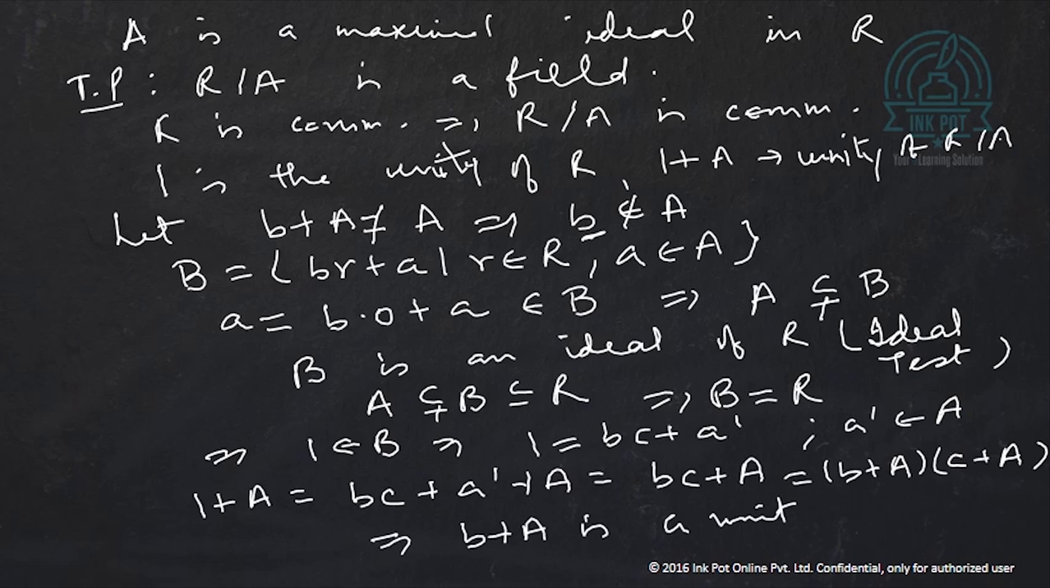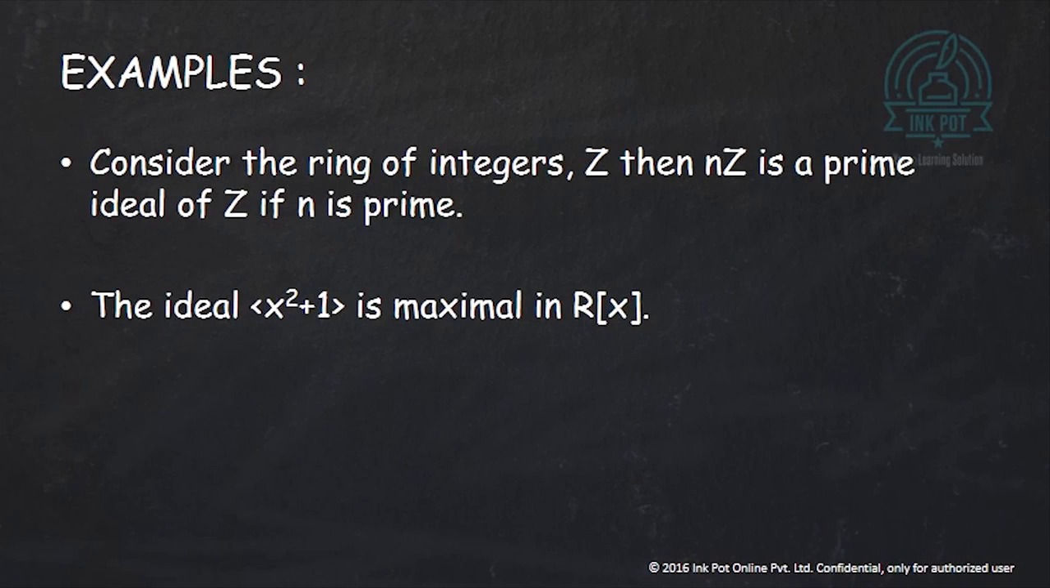This completes this criteria. So we conclude this video with these examples. These can be proved easily with the criteria that we have done previously. So the example of prime ideal comes from the ring of integers Z. So nZ is a prime ideal of Z if and only if n is a prime. And the ideal generated by x squared plus 1 is a maximal ideal in R[x]. This result can be proved by showing that R[x] quotient x squared plus 1 is isomorphic to the ring of complex numbers. So because the complex numbers form a field, R[x] quotient x squared plus 1 is a field, so x squared plus 1 is a maximal ideal.